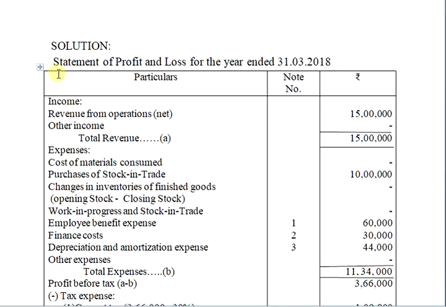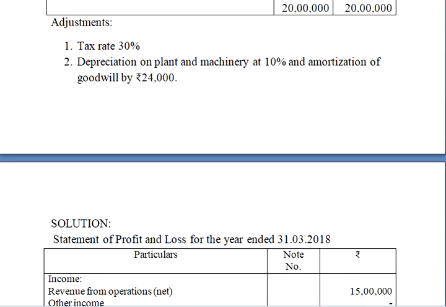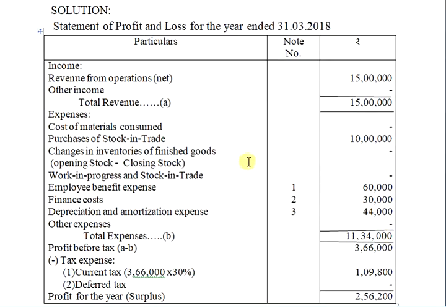Coming to the solution now, statement of profit and loss for the year ended 31st of March 2018. So in the income, particulars, note number, rupees. Income we are considering revenue from operations net. How much we got revenue from operations? Here 15 lakhs. Other income is nil. So total revenue is 15 lakhs. Expenses, cost of material consumed nil. Purchase of stock in trade 10 lakhs. Here they have given the information directly. Net purchases 10 lakh, as it is, we are taking it. Purchases of stock in trade is 10 lakhs.